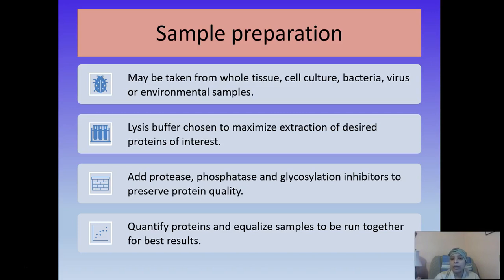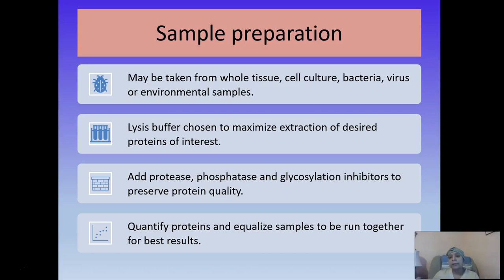For Western blotting specifically, not only is it important to quantify our proteins initially, but it is also really, really helpful if we go through that extra step where we equalize all our samples that have to be run together for the best results. What that step means is that we want to make sure that all our samples have the exact same amount of protein getting loaded onto the gel. This can be done through two different methods.